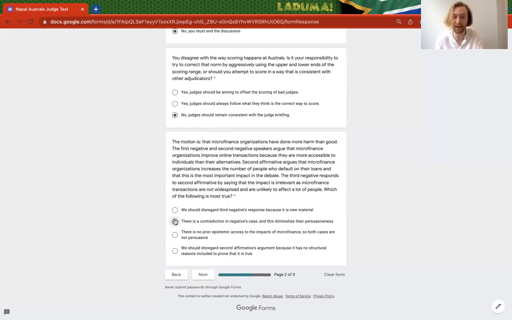But there is a contradiction in the negative case, and this diminishes their persuasiveness because their third negating speaker's responses say that the impact is irrelevant as microfinance transactions are not widespread, whereas in the first and second speeches, they say that you make it more accessible and you're likely to have more of them. So it makes it difficult to reconcile those two particular points, which diminishes the persuasiveness of those arguments.